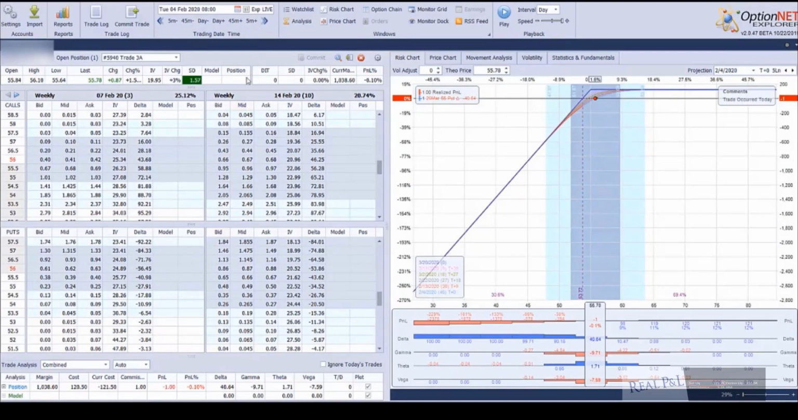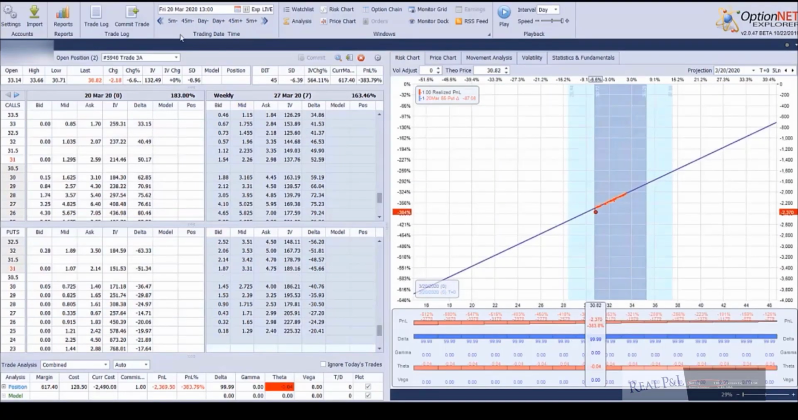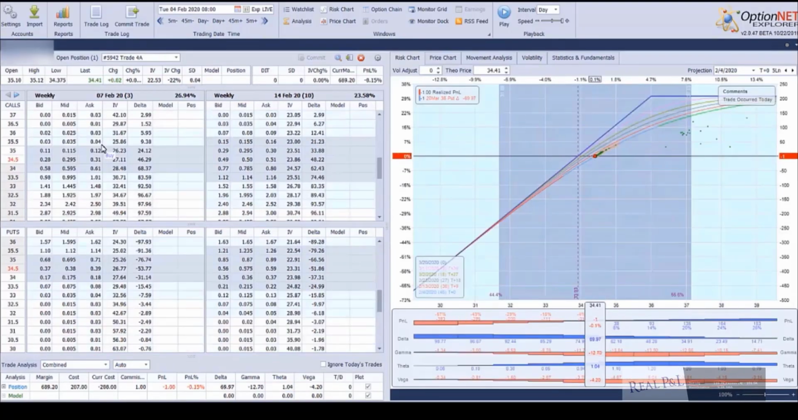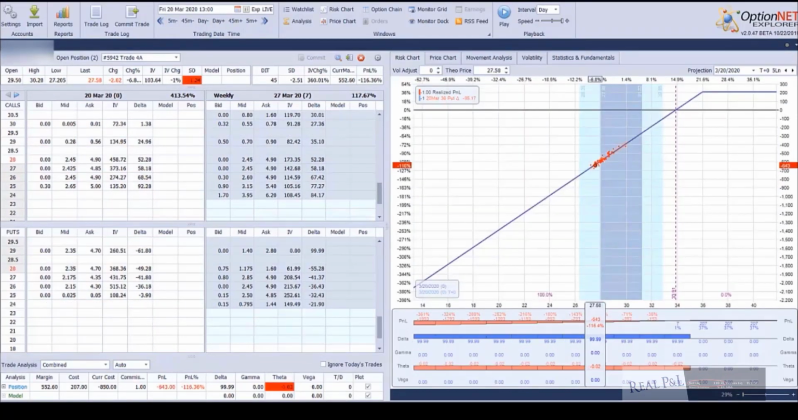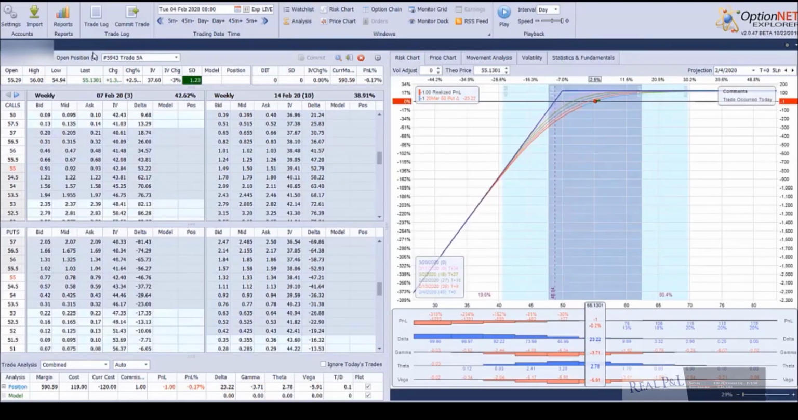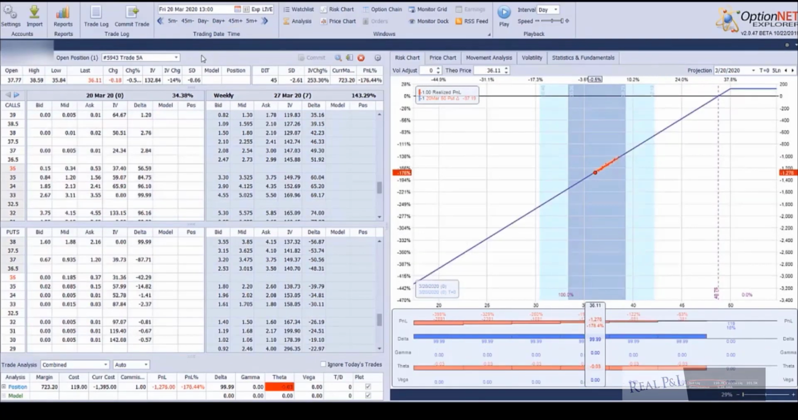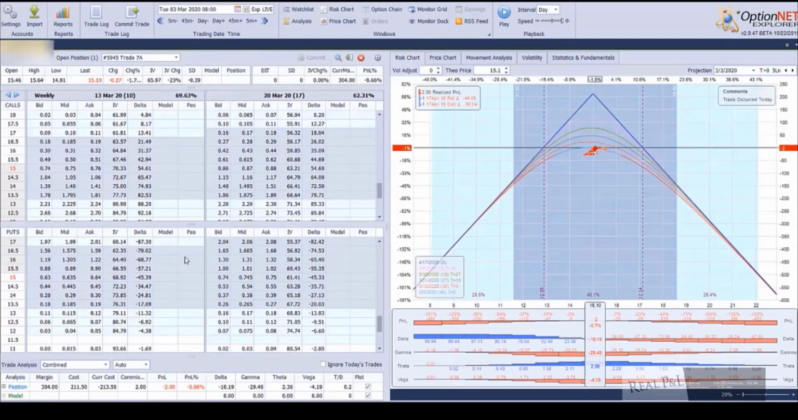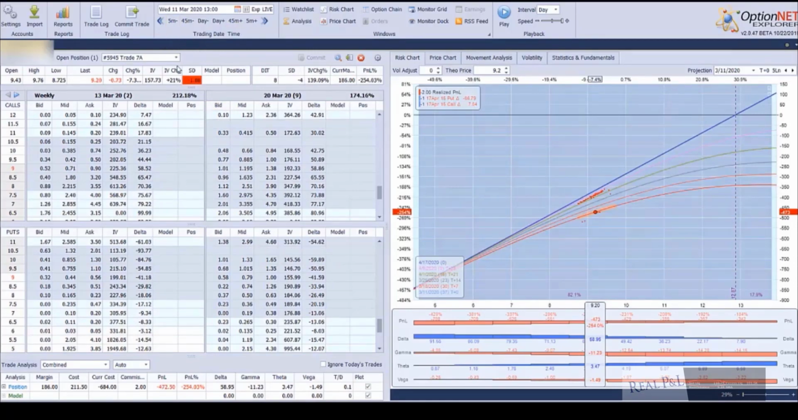Here's trade number 3 at the open. Here's trade 3 in the crash, down $2,370. Okay, here's trade number 4 at the open. Here's trade number 4 at the crash, down $643. Here's trade number 5 at the open. And here's trade number 5 in the crash, down $1,276. Here's trade number 6 at the open. And here's trade number 6 in the crash, down $473.